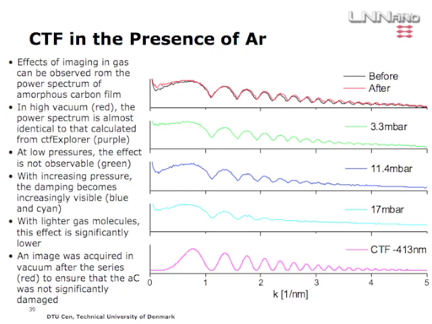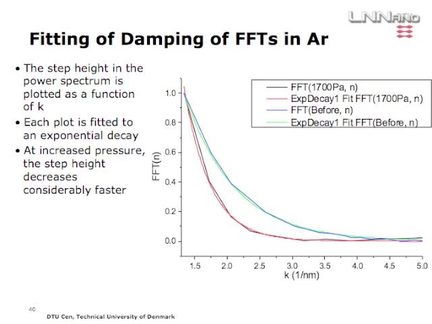If you plot the step height from wiggle to wiggle in the contrast transfer, you see that you have a much faster decay at high pressure here than you do in vacuum. So you lose your high K information much quicker in a gas than you do without the gas.